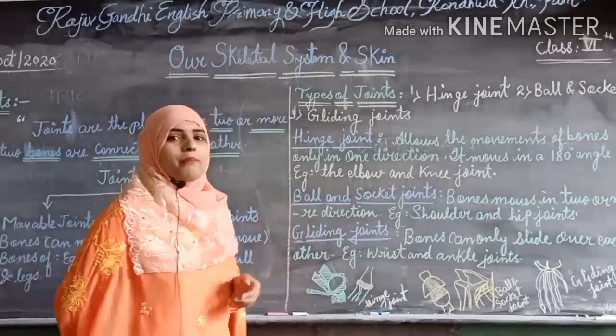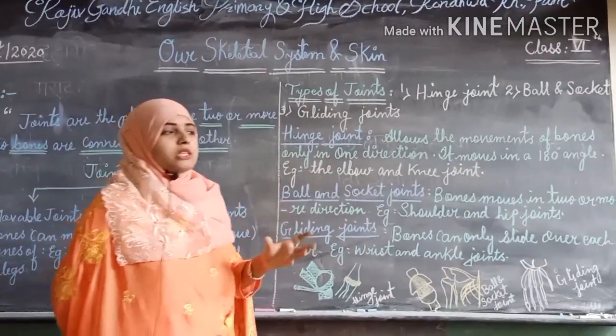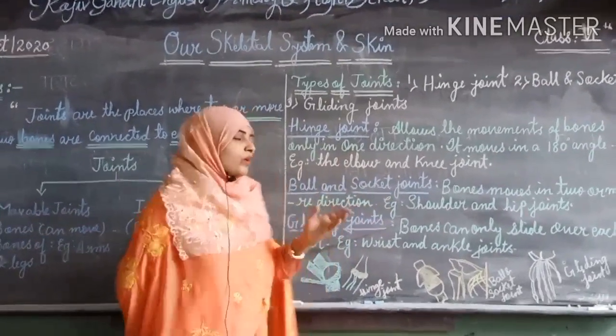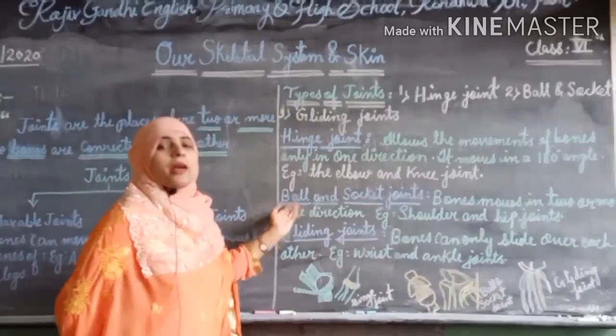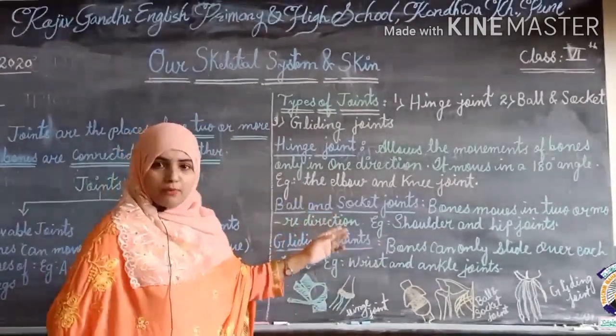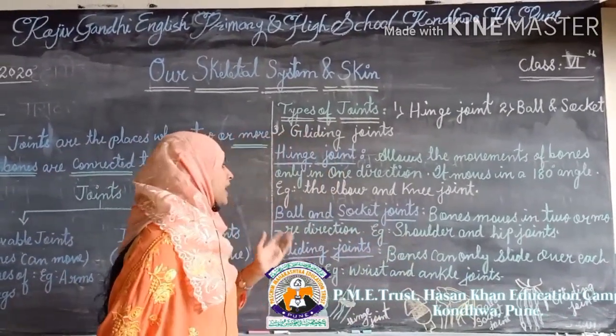What do you mean by ball and socket joint? As the name indicates, ball, because its structure looks like a ball. That's why it is indicated as ball and socket joint. Okay, this is the second type of joint. So bones move in two or more directions.